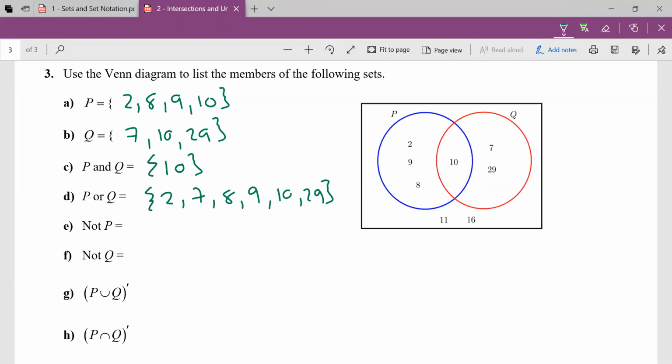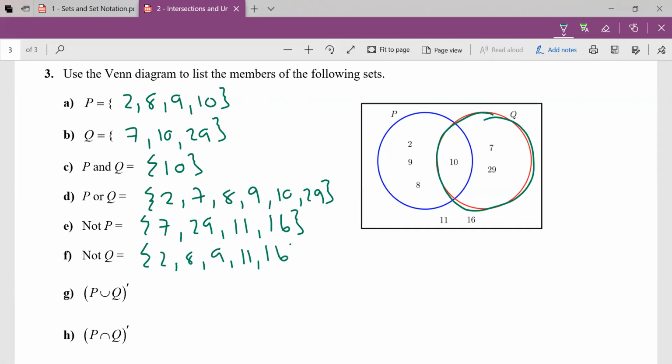Not P, that's everything outside this blue circle here. So not P is going to be 7, 29, but don't forget these two down here, 11 and 16. Not Q, okay? Well, not Q is everything outside of Q. So 2, 8, 9, and don't forget the 11 and the 16, whatever they're doing hanging around out there.